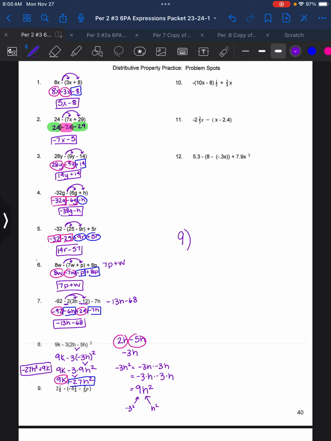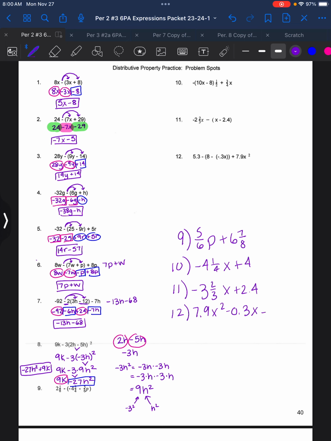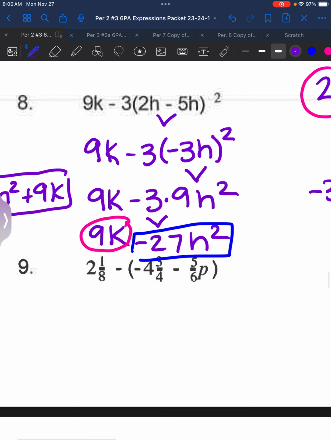So the answer to number 9 was 5 6p plus 6 7/8. The answer to number 10 is negative 4 1/4 x plus 4. 11 was negative 3 2/3 x plus 2.4, and 12 was 7.9 x squared minus 0.3 x minus 2.7. Anything you got right, you could skip the explanation for, but if you missed a question, please watch the explanation for that question. All right, so 9. The first thing that I need to do is distribute out that little negative.